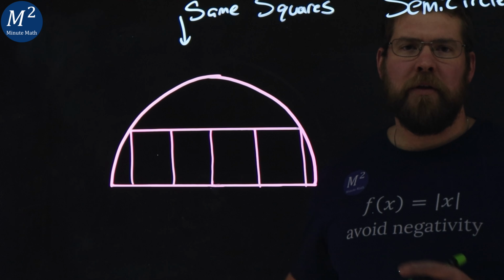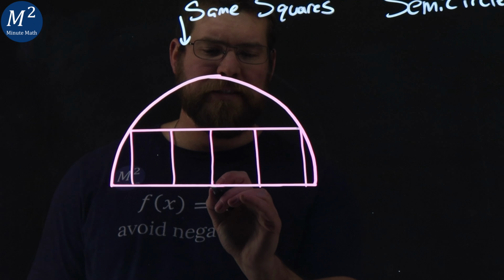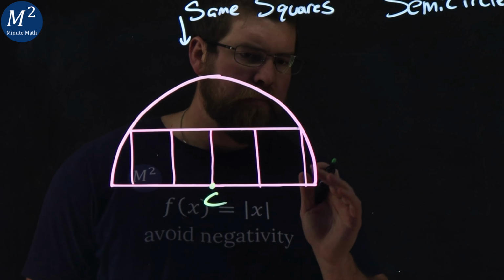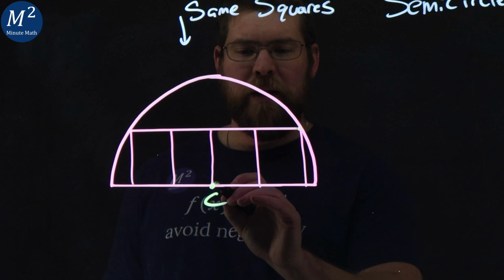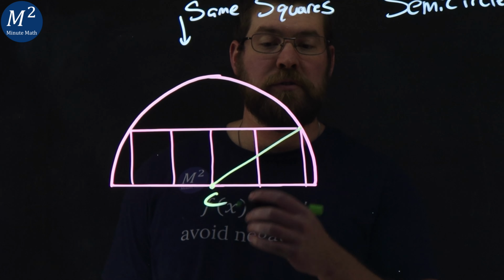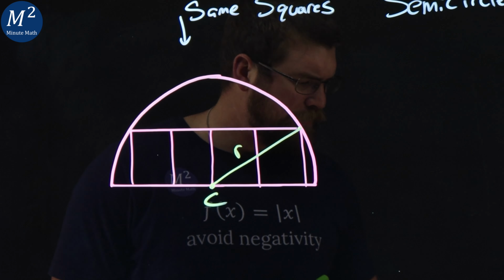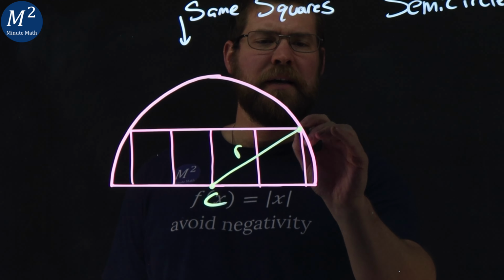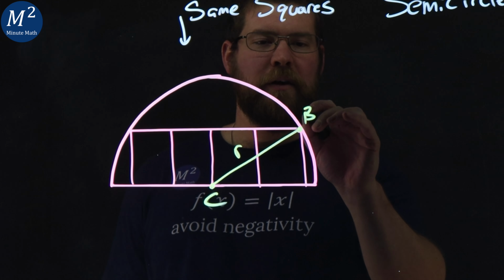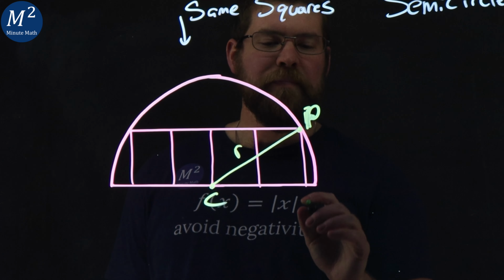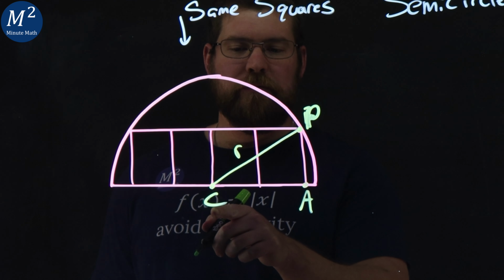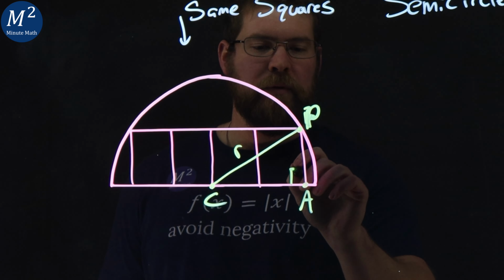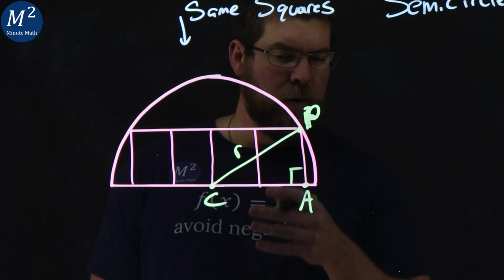First one here, let's deal with our pink semicircle. Let's give it a center point. Let's call it C here. And one thing we know is that this line here is equal to the radius. Let's call it R. I label this point P, not B. And this point down here, let's call A. We have C, P, A, and we make that a right angle right there because it's a square down there.